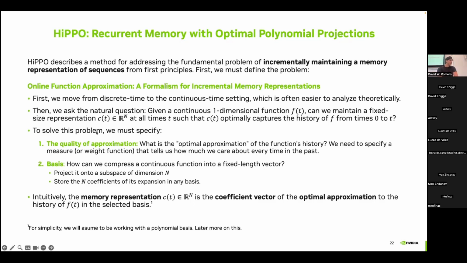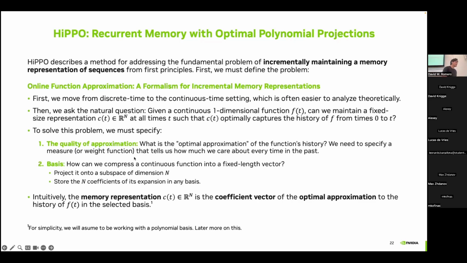And so they formulate this as the following. You have an online function approximation. Basically, this is what you want, right? You are seeing a sequence over time, and you want to update your memory such that your input so far is memorized as well as possible, right?